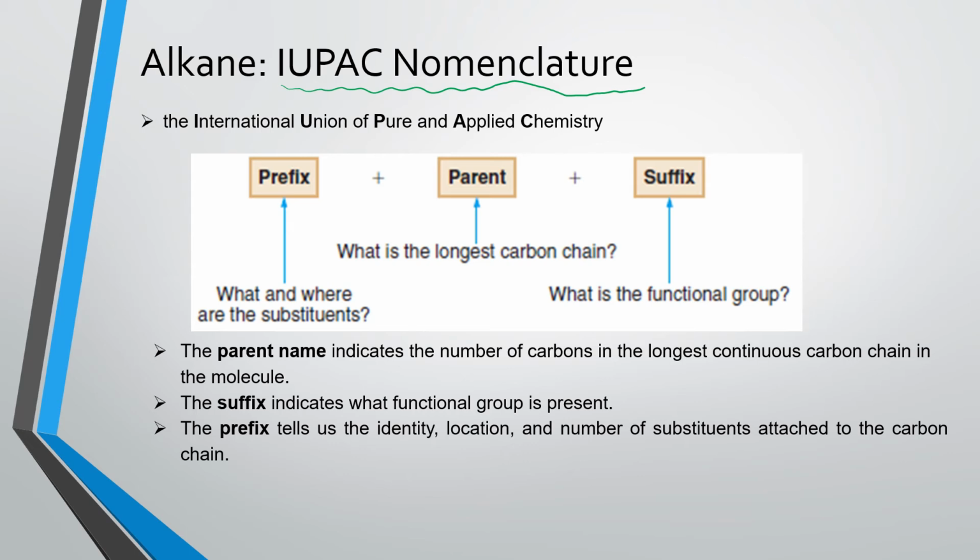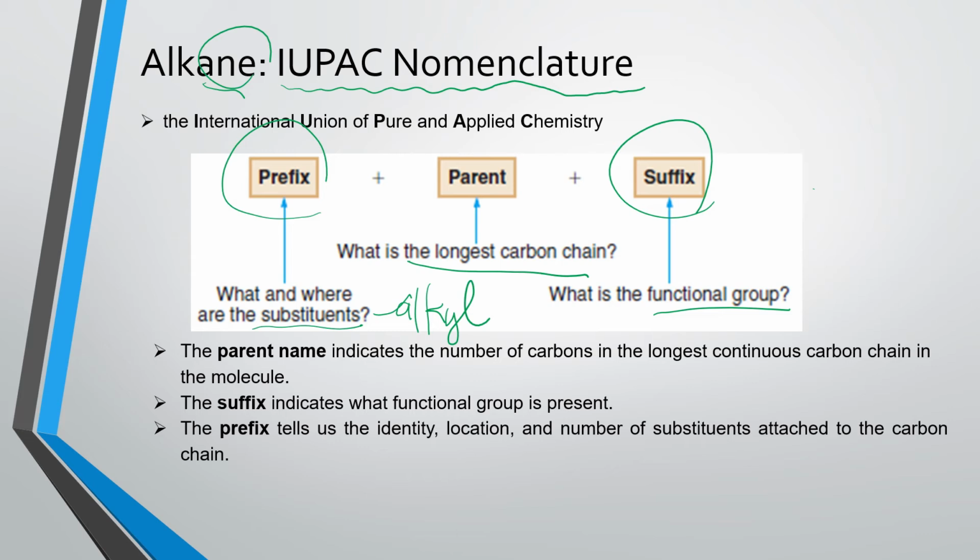So meron tayong structure in naming. We have prefix plus the parent and the suffix. Yung prefix simply would be the substituents, and usually these are alkyl groups. And then the parent is the longest chain in the carbon chain, and then the suffix is -ane, or the functional group for alkane with single bonds between carbon atoms. So this time alkane, so our suffix is -ane.